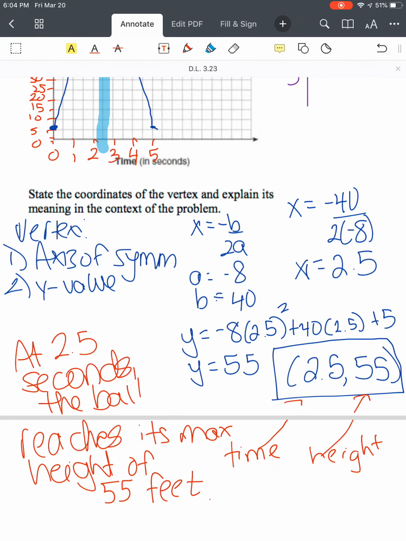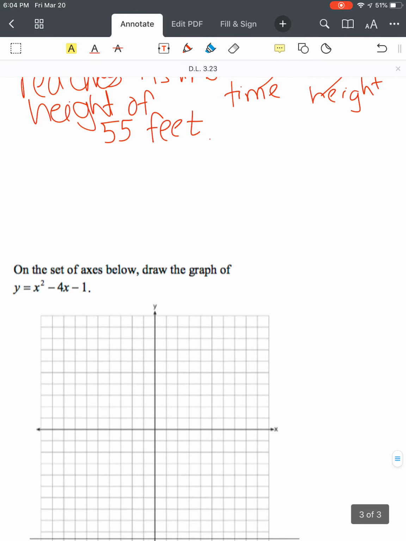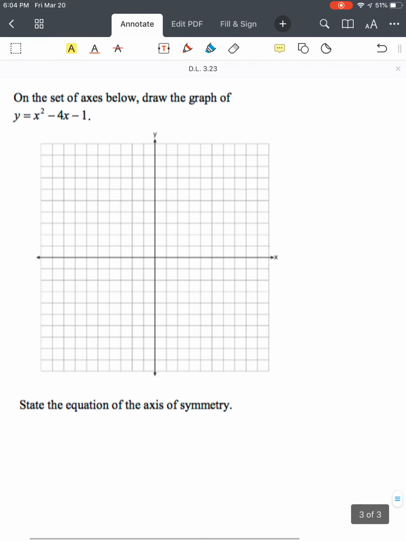Okay. There is one more question. I'm going to leave you to do it on your own. It's similar to the one up above where you have to use your calculator. So use your calculator, get your points, and then I want you to figure out, they're just asking you for the equation of the axis of symmetry here.